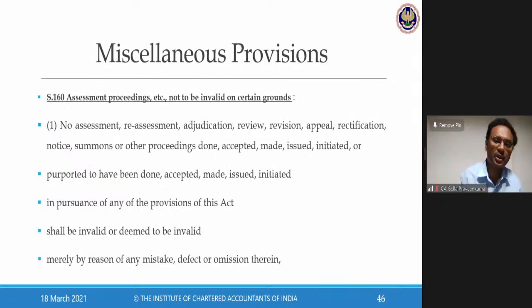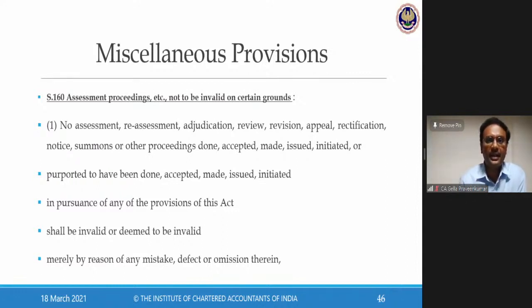Assessment proceedings, etc., not to be invalid on certain grounds. Important, make a note, section 160. Please write. You are going to come across this in your audit. When you represent the assessee, for most of the assessment provisions, you can use this as a tool, you can use this as a weapon. Now, what this provision says: no assessment, reassessment, adjudication, review, revision, appeal, rectification, notice, summons, etc., shall be set aside because of invalidity or because of any mere mistake, defect, or omission.